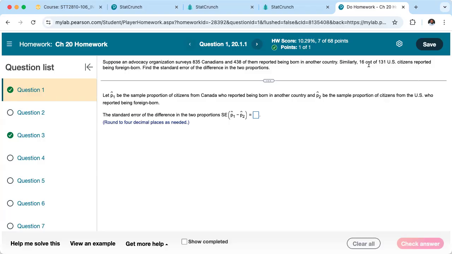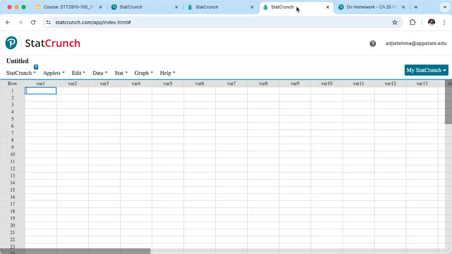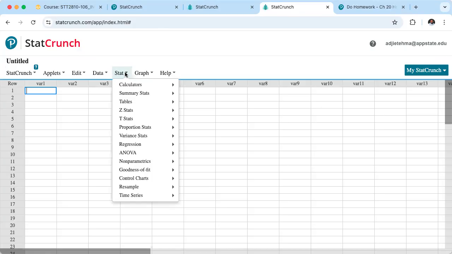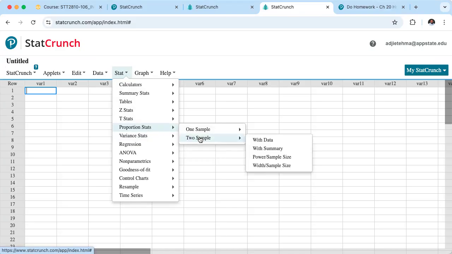And so to use StatCrunch, open StatCrunch. Let's go to Stats. We are dealing with proportions, but this time around, we are dealing with two samples. And then we go to with summary. So we go to Stats, Proportion Stats, Two Sample, and then With Summary. Do you have that opened? Okay.